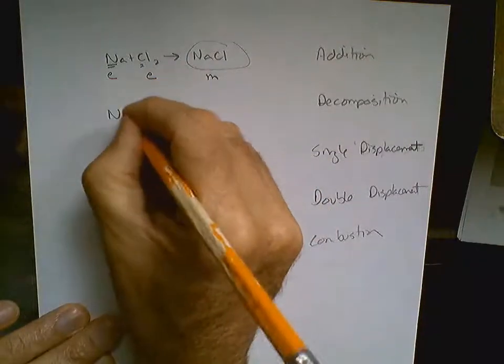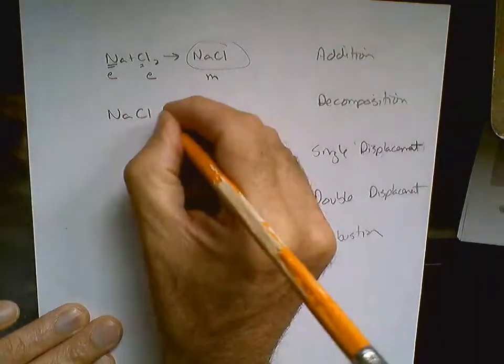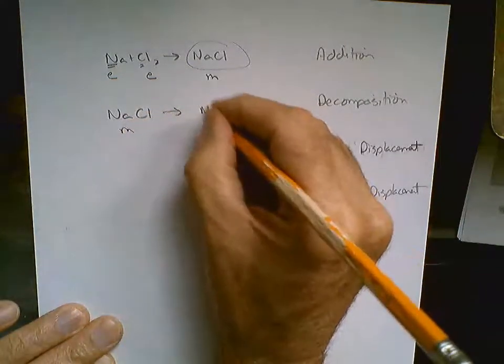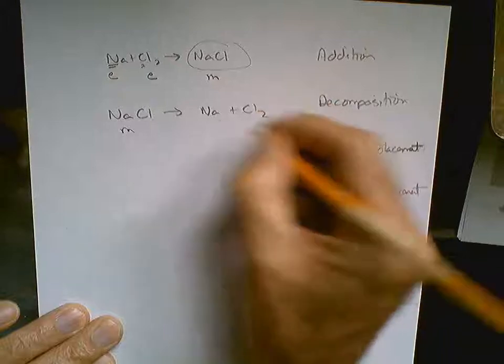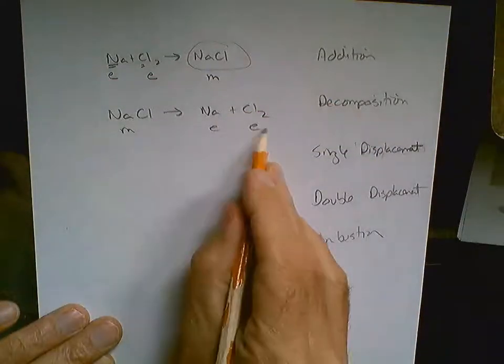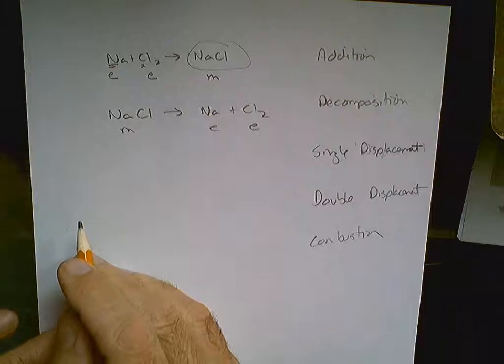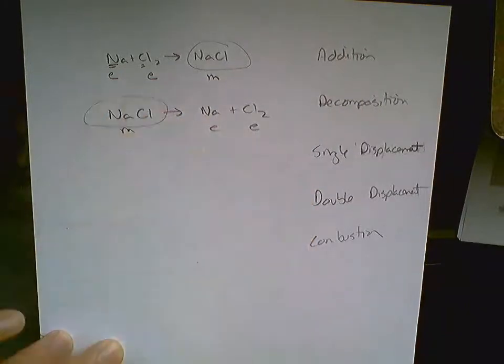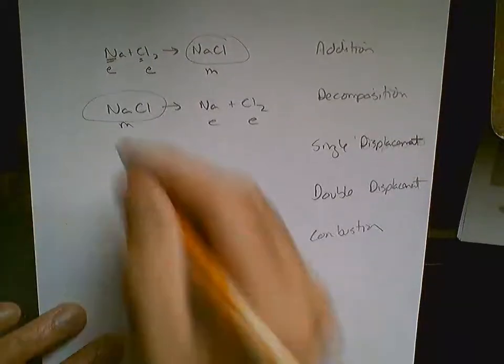Now, a decomposition is the opposite. The NaCl, the molecule, is breaking down into the two elements. So it's a molecule breaking down into an element and an element. Once again, how do you know when you've got a decomposition? There are no plus signs on the left-hand side.